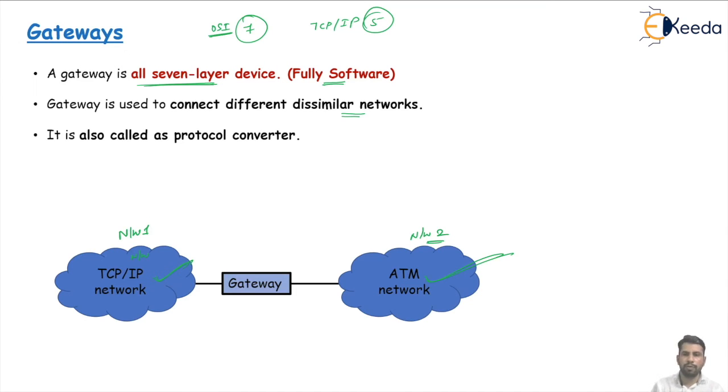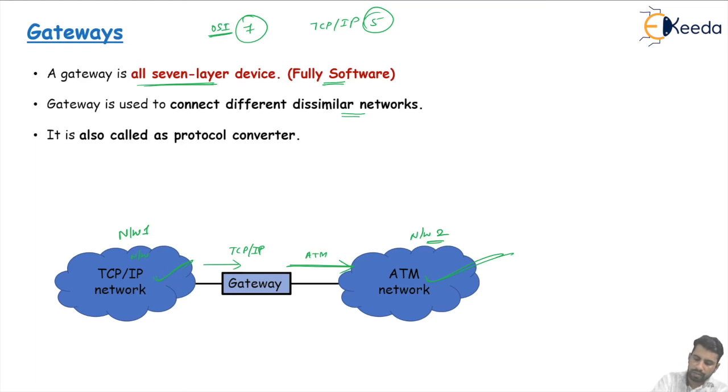Please remember this difference between the router and the gateway. A router will connect similar networks, whereas a gateway will connect dissimilar networks. That's why we also call it a protocol converter. When a packet going through this router has the properties of TCP/IP, the gateway will convert this packet with the properties of ATM. Protocol converter is also the second name for the gateway.